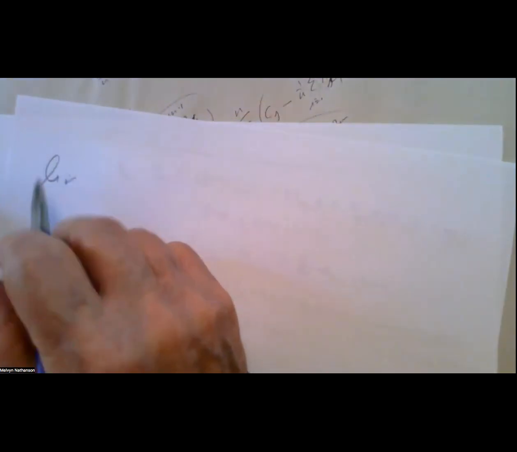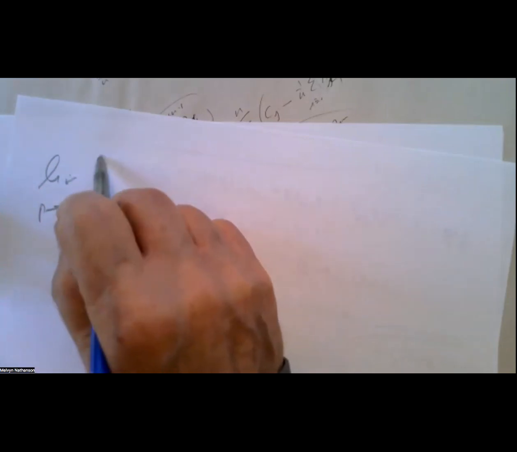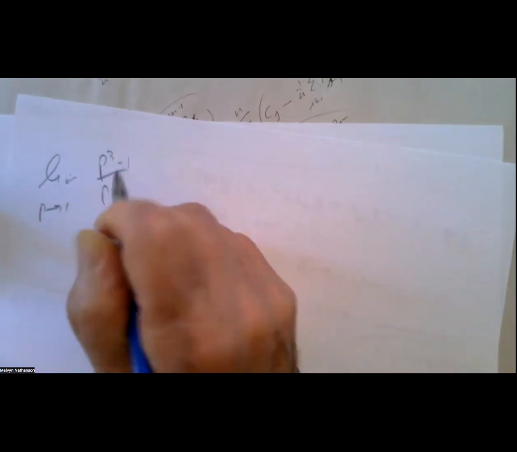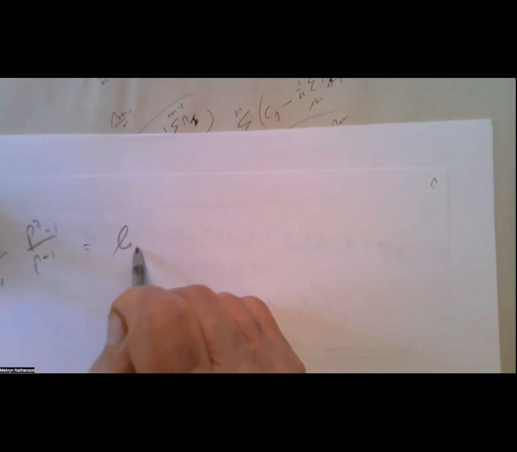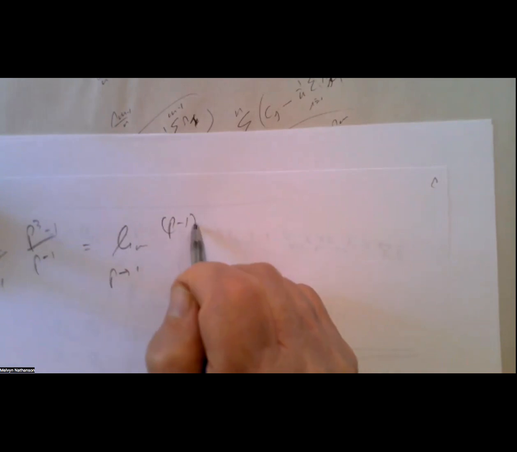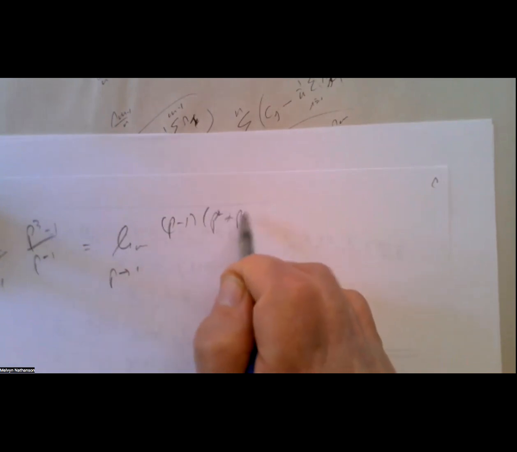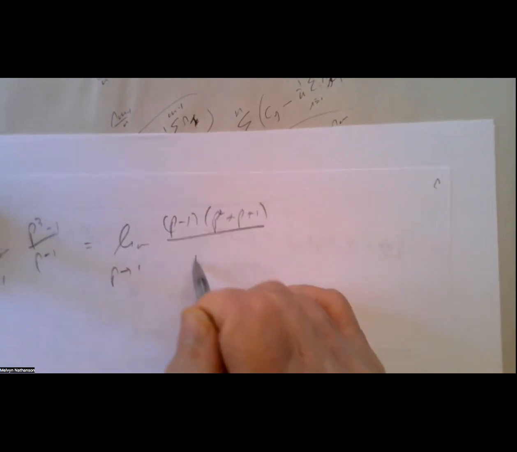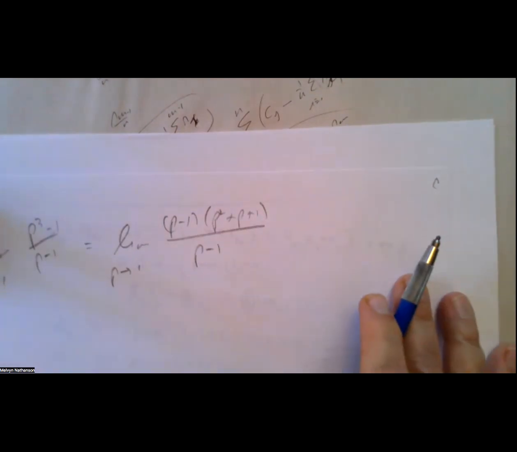Suppose I have the limit as, I can use different letters, p goes to 1, p cubed minus 1 over p minus 1. Again, you can't just plug in p equals 1, you would get 0 over 0. But p cubed minus 1 factors into p minus 1 times p squared plus p plus 1 over p minus 1.